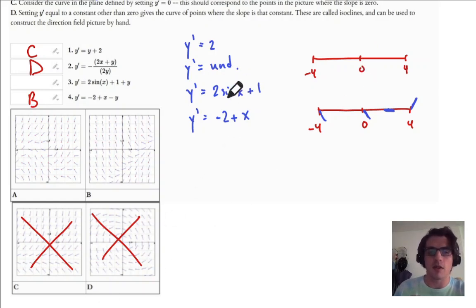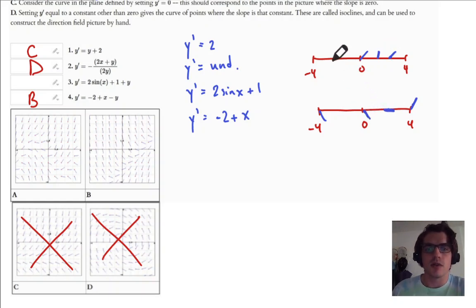If we plug in 0 for x, we get 2 sine of 0. Sine of 0 is 0, so this would be 1. If we plug in, let's say pi, that's about 3.14, about here. Sine of pi is also 0, so we'd also get 1 as our slope. Pi over 2 is halfway between, and sine of pi over 2 is 1, times 2 is 2, plus 1 is 3, so it's a little bit more positive.